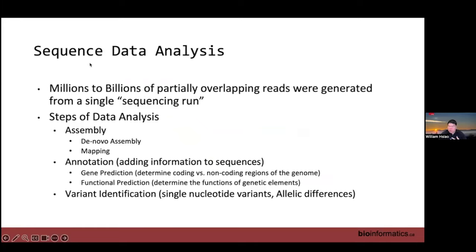For sequence data analysis, you'll see a lot more of this in the next session. But essentially, at the end of the sequencing operation, you get millions to billions of partially overlapping reads. And the goal here is to reconstitute the original genome from these reads. So these are the steps involved before you can do data analysis, which is to assemble the genome either by de novo assembly or by mapping to a reference genome. And once you have the reconstituted genome from your query organism, you can start the annotation process and look at the functions of the genes found in these organisms. And lastly, you can look at the variations of your study organism against references or someone else's strains.